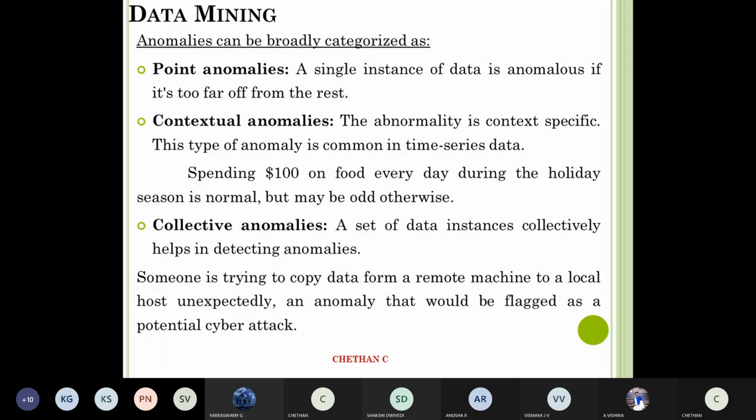What's the next thing? Collective anomalies. A set of data instances collectively helps in detecting the anomalies. An example: someone is trying to copy data from a remote machine to a local host unexpectedly. The anomaly will be flagged as a potential cyber attack. So that is collective anomalies. All these things you can remember and then write in an exam.